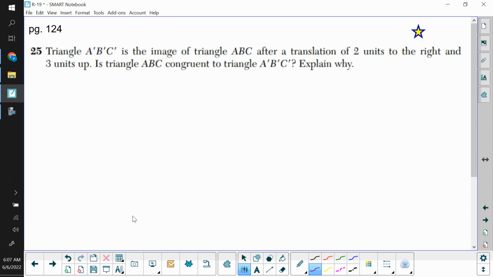Alrighty, we're going to start on page 24, number 25. We'll give you a moment to flip there and then read through this one.